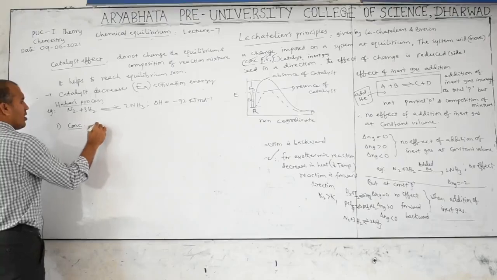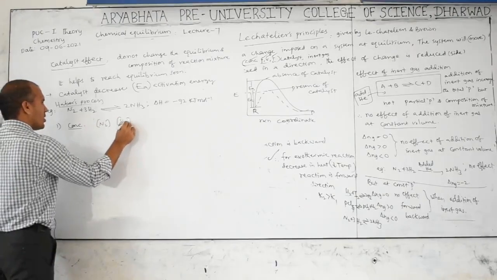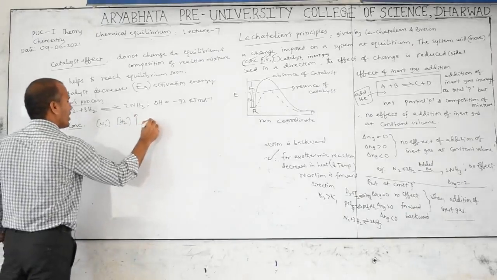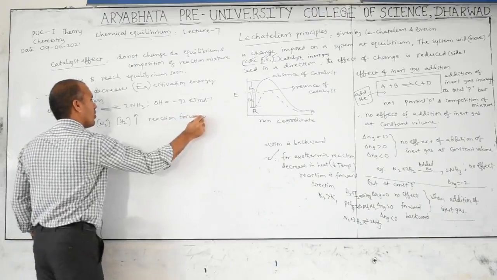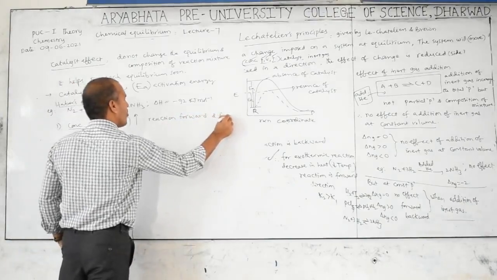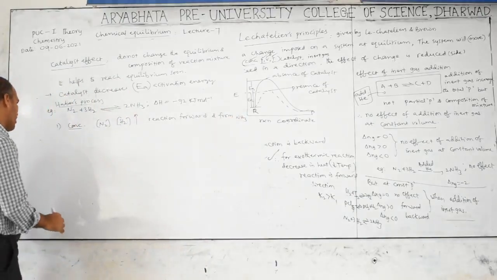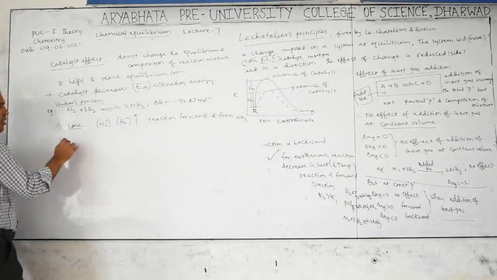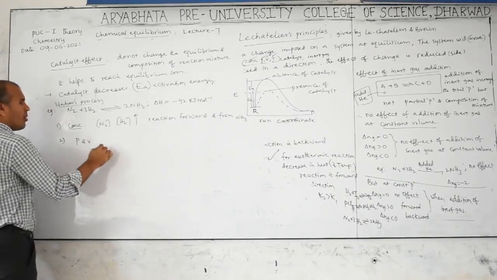Concentration effect. When N2 concentration and H2 concentration increase, the reaction goes forward and forms ammonia. This is the first condition, concentration effect. Second one, pressure effect and volume effect, both pressure and volume.